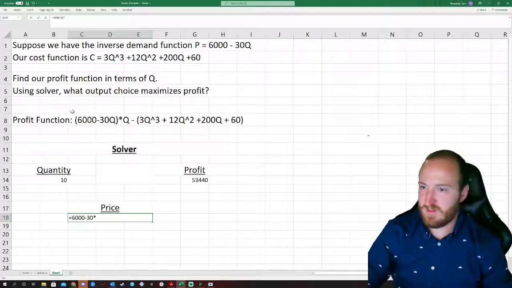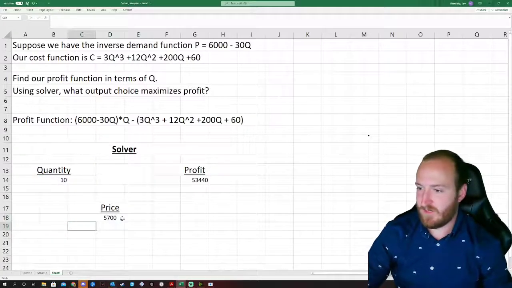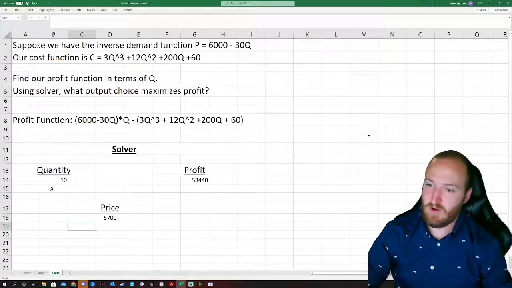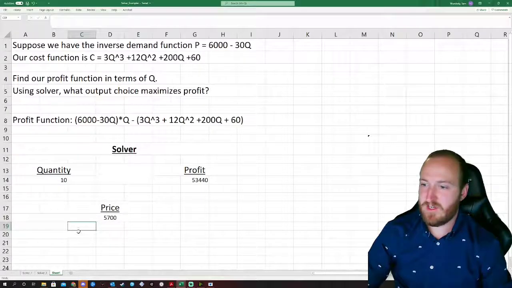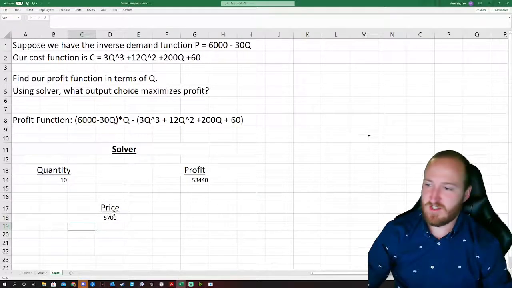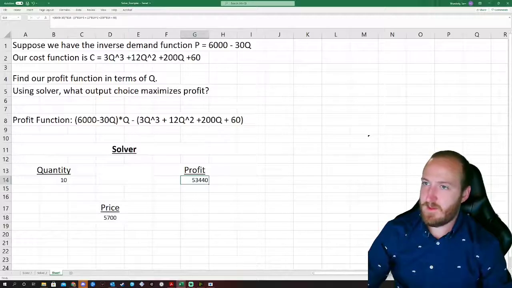Sorry, times this cell reference here. So here's our price as well. So if we're going to produce 10 units, we'll charge a price of $5,700 to have a profit of $53,440. Now, what quantity gives us the maximum profit?